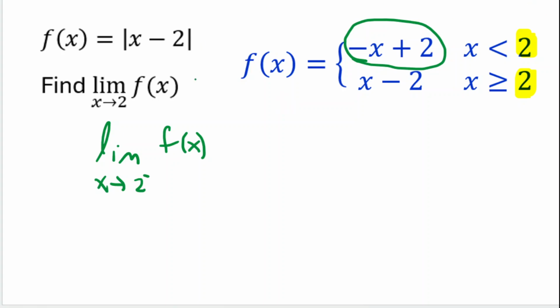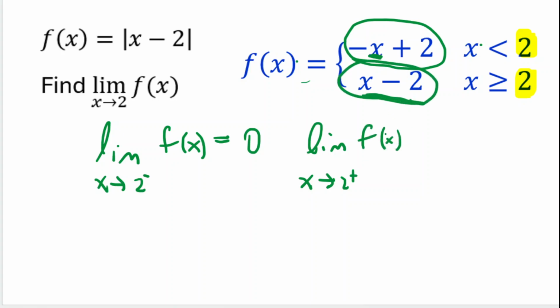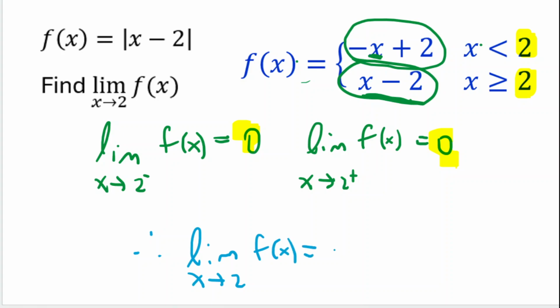If I sub 2 into that function, I would have -2 plus 2, I would have 0. And then the right-hand limit. Again, the right-hand limit means I'm now following this rule, and again, that is a polynomial. So a value like 2.0001 is going to approach whatever happens at 2, which would also be 0. So my left-hand rule and my right-hand rule both agree. Therefore, the limit as x approaches 2 exists, and it is equal to 0.